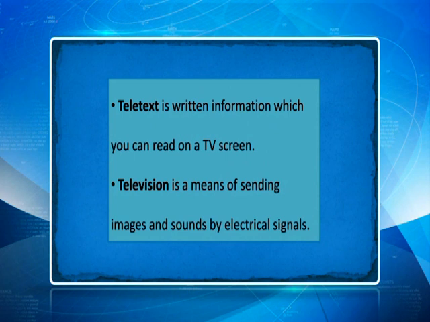Television is a means of sending images and sounds by electrical signals. So everyone knows a television, of course. If we took out tele, it would be vision, which is seeing, using your eyes to see. Television is seeing using sounds and, of course, images, moving images. So television is very familiar to us. Teletext might be a newer concept.